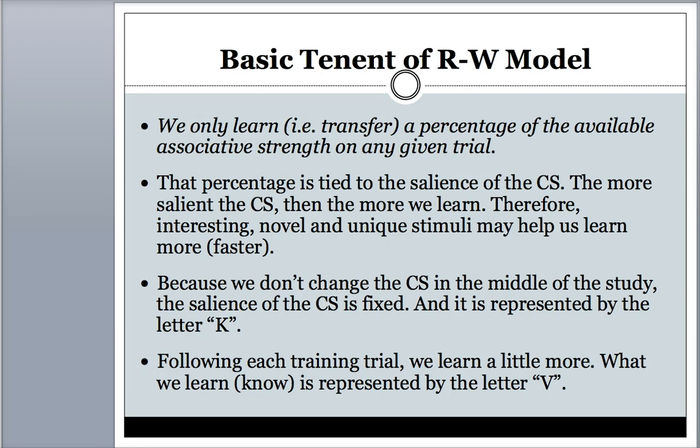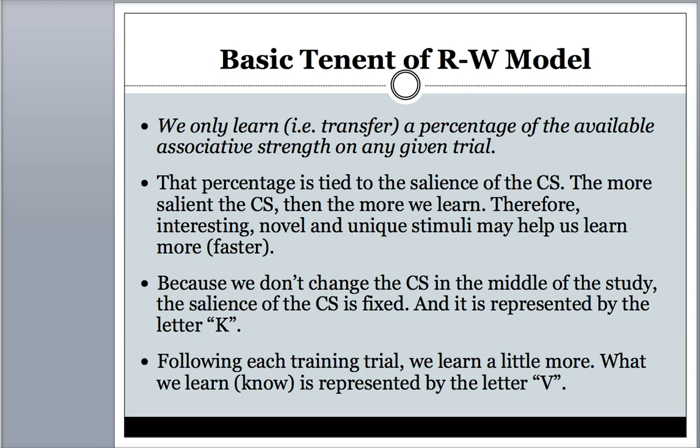It stands for constant. So we have a constant amount that's learned on every trial, all right? And so after each trial, we learn a little more. So if you're learning 10% and you have 100% available, on the first trial, you will transfer 10% of the power of the US to cause, for example, salivation or eye blinking to the CS. And then on the next trial, you'll learn another 10% of what's left over. So we're going to get into the calculations to give you an example of what this looks like. But what you learn on each trial is represented by the letter V.